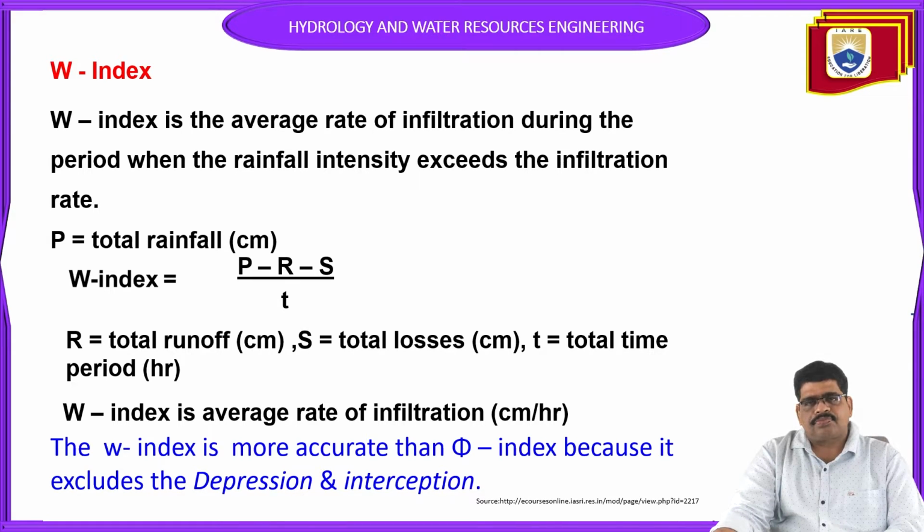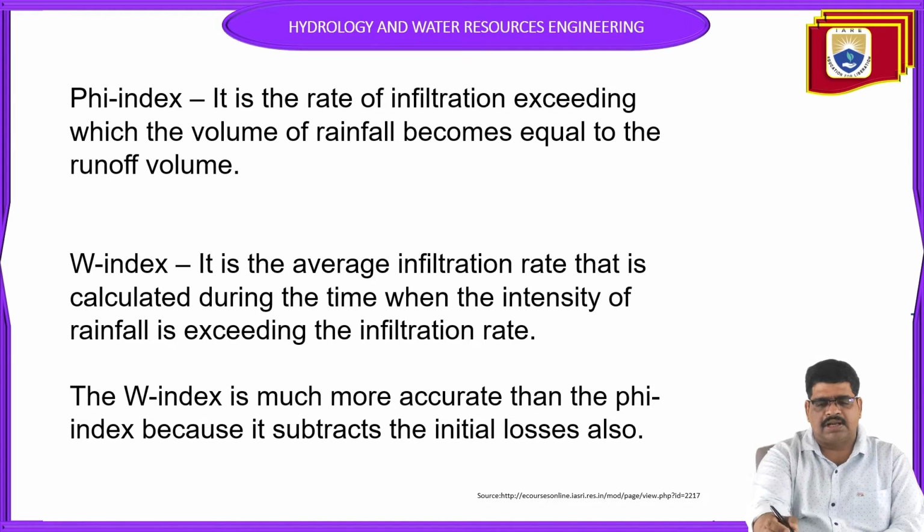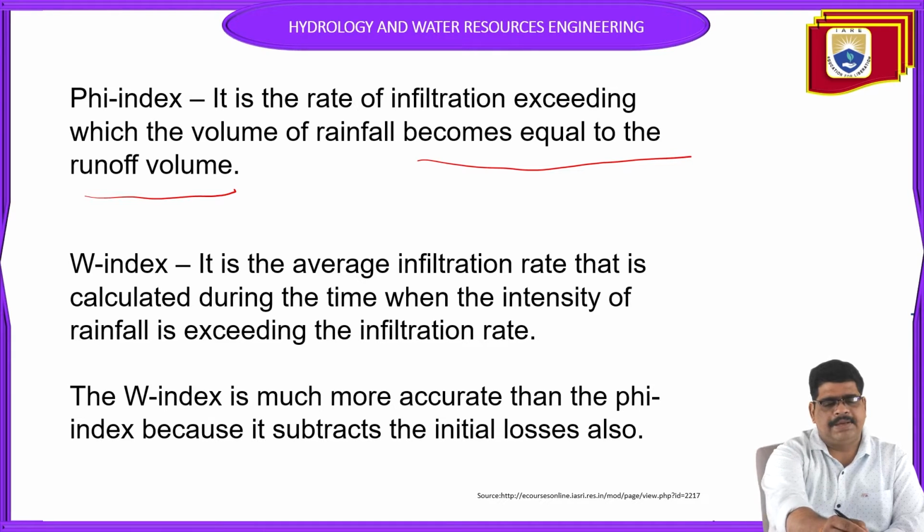That is the reason we exclude the depression and interception losses. So that is the difference between the Phi Index and the W index. The Phi Index is the rate of infiltration above which the volume of rainfall becomes equal to the runoff volume. This is the important point we have to remember: rainfall volume equals runoff volume. That is the Phi Index.